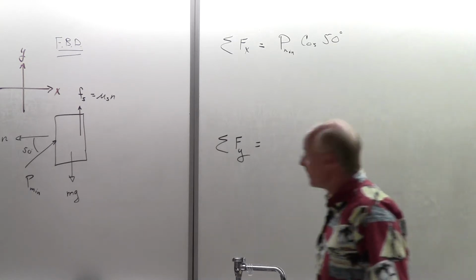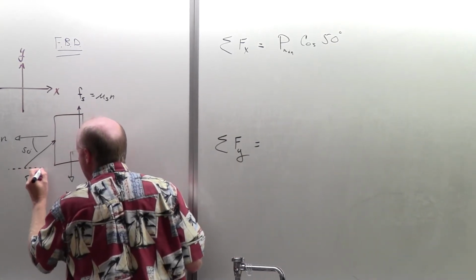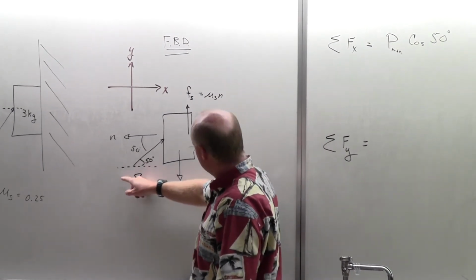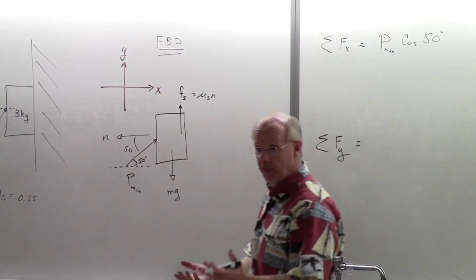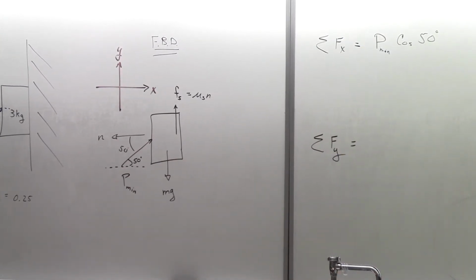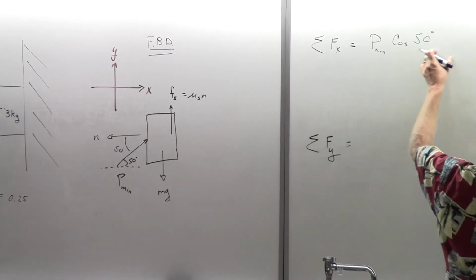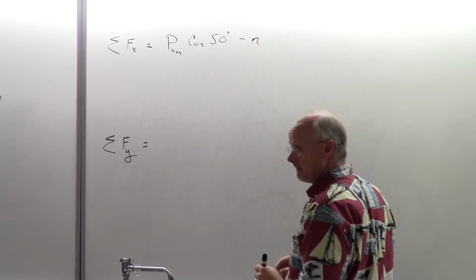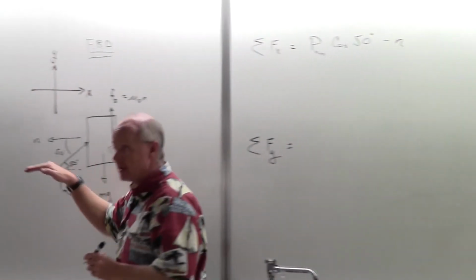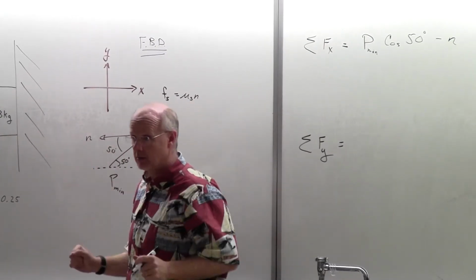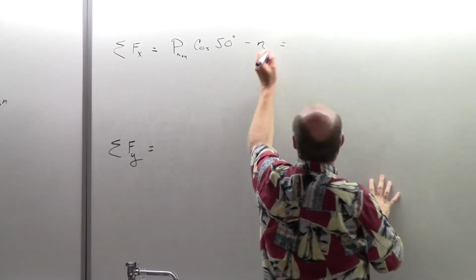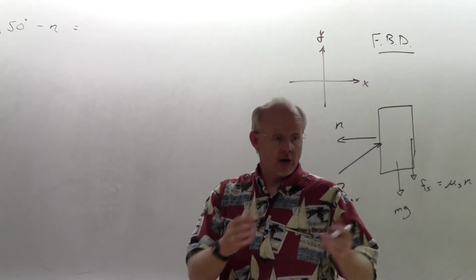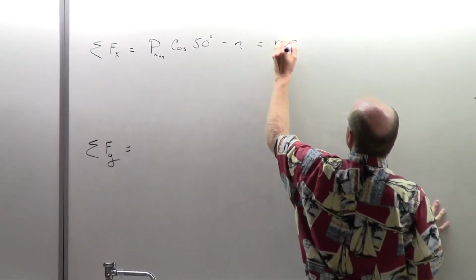Does that make sense? In fact, maybe it would be easier to see if I put the angle down here, 50 degrees. So there it is, and I want the horizontal component. I want the adjacent piece. I want the cosine of 50 degrees. So this is P minimum cosine of 50 degrees minus the normal force. Okay, so there's the normal force in the negative x direction. What does that have to equal? Okay, I heard a 0, which is true. Let me just say ma.